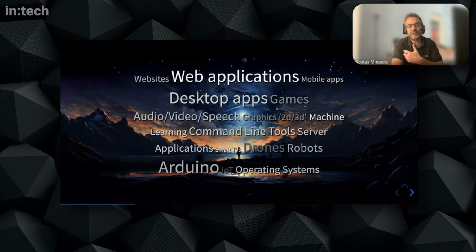Some things you can build: websites, web applications. For example, right now we're using a web application called Google Meet, where we can meet each other and talk to each other and see video and audio. So that's the power of web development. We can build mobile apps for our smartphones. We can build desktop apps.